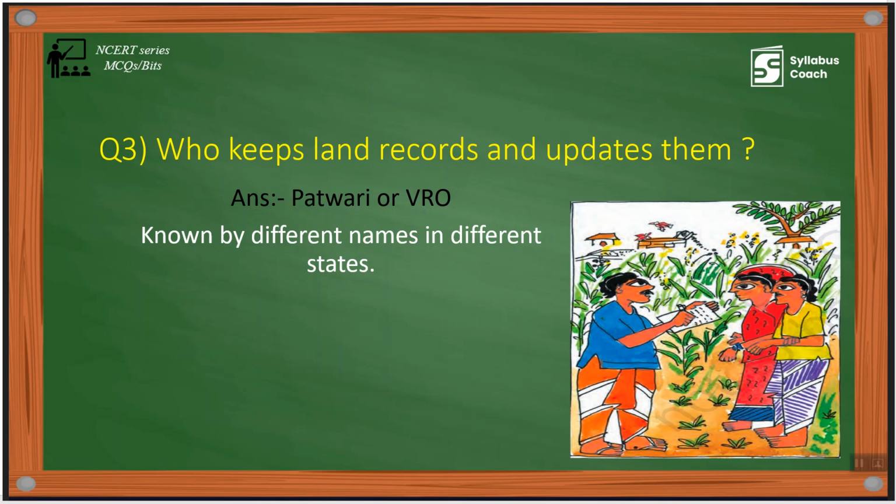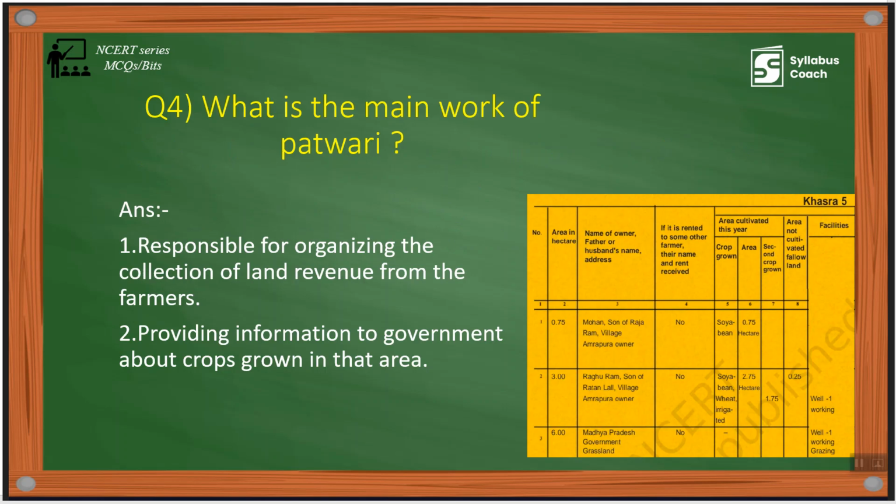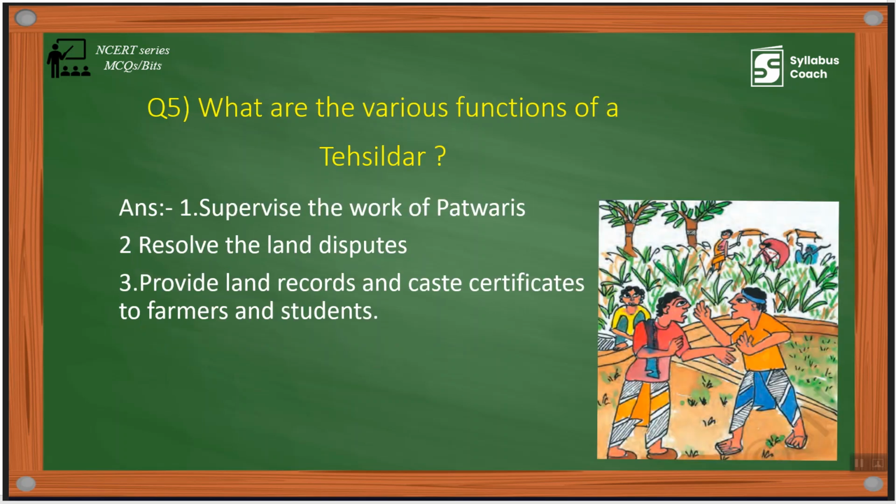Now, coming to revenue administration, which is also an important part of rural administration. Who keeps land records and updates them? That is the Patwari or VRO. He is known by different names. He is the main officer at the village level. What are the main works of the Patwari? He is responsible for organizing the land revenue, providing information to the government, and so on. What are the various functions of a Tahsildar?